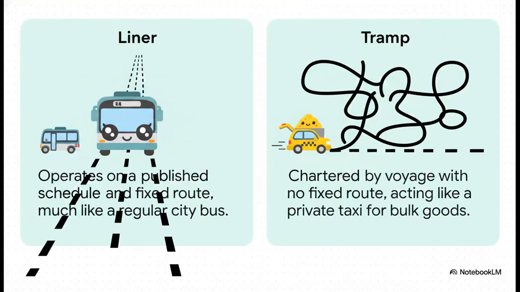Now within sea freight itself, you basically have two choices. First, you've got liner services. These operate on a published schedule and a fixed route. It's very much like a regular city bus. You know when it arrives and where it goes, making it perfect for regular shipments.